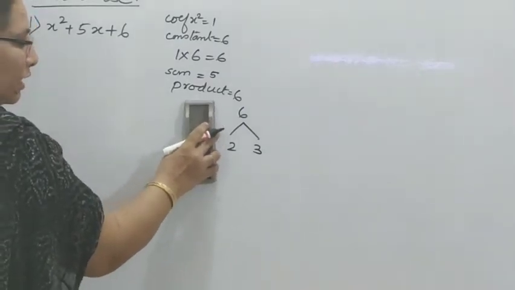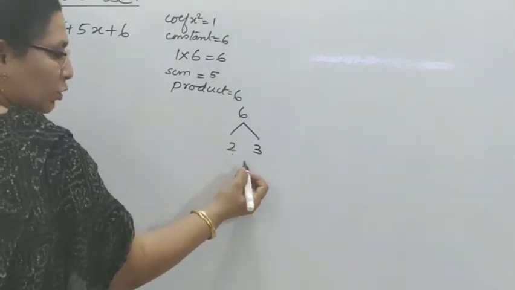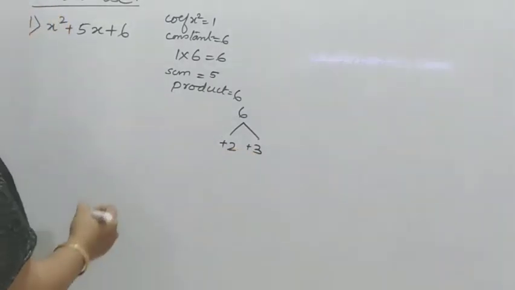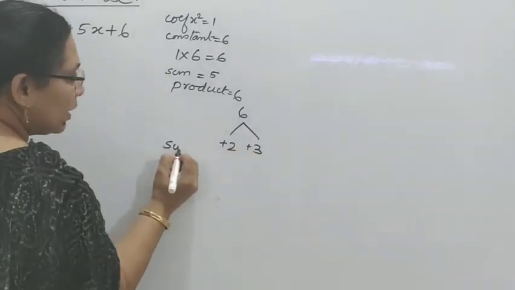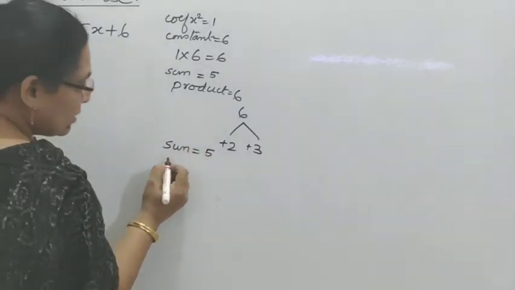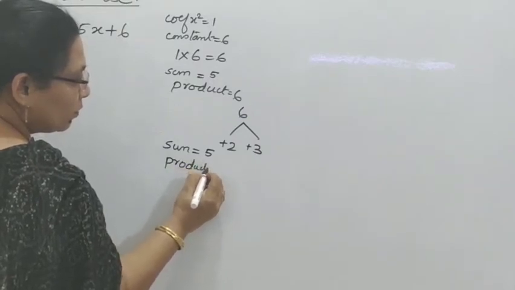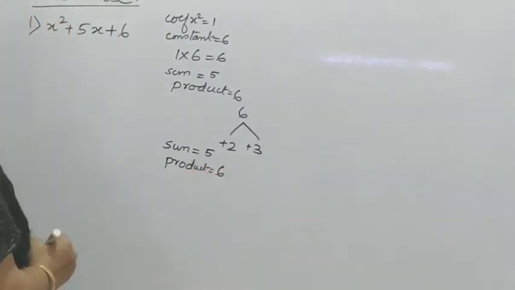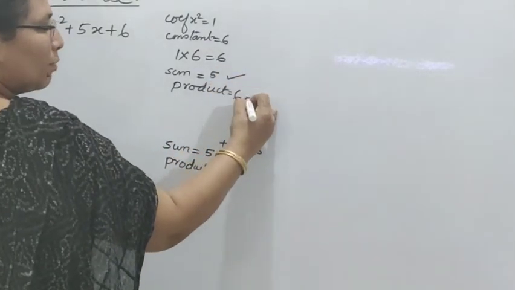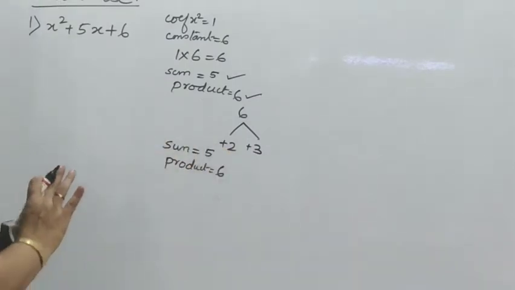Now we are cancelling these two. What is the next pair? The factors of 6 are 2 and 3. Now I am putting plus for both and checking. The sum is 2 plus 3 equals 5, and the product is 2 into 3 equals 6. We got both conditions, sum equal to 5 and product equal to 6, so these are the factors.